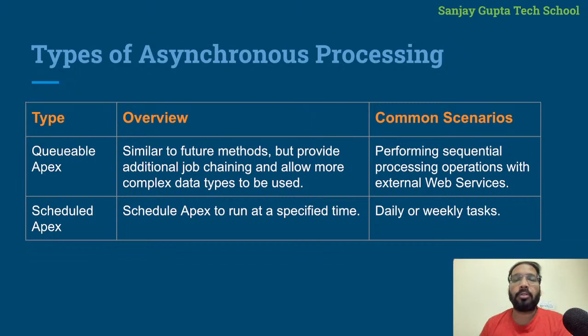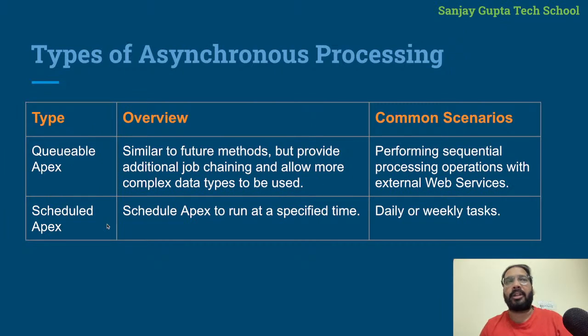Now, if you want to pass complex data types like sObjects, your custom and standard object types, then you will be using queueable Apex, right? So it depends on the requirement whether to go with the future method or queueable Apex. If you want to perform sequential processing operations with external web services, you can prefer queueable Apex. And if you want to perform any one operation, then you can choose a future method, right?